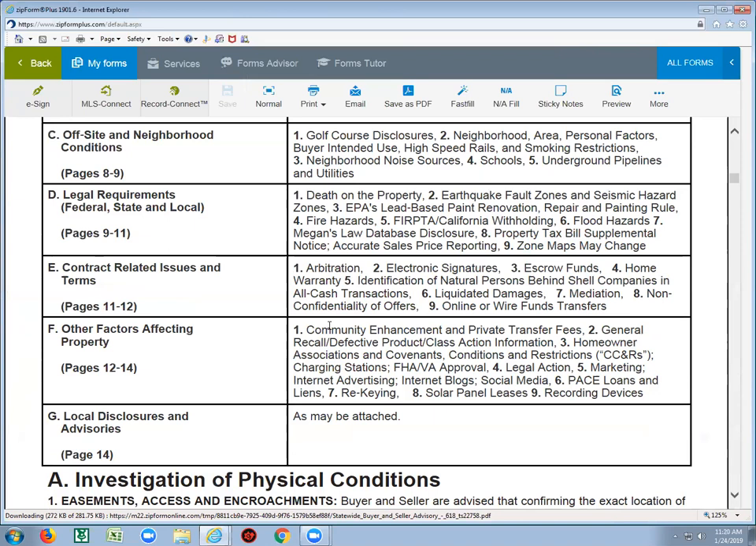Zone maps may change. Okay, let me repeat it again. E, contract related issues and terms.